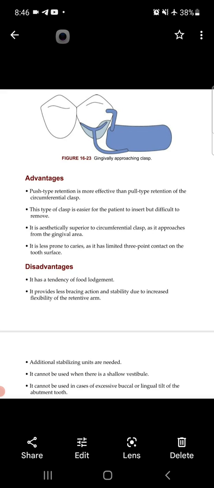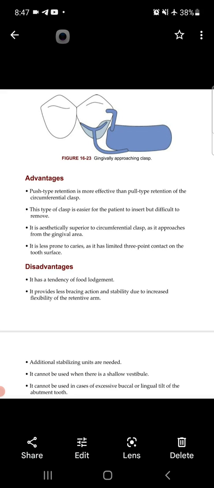Next, it is less prone to caries as it has limited 3-point contact on the tooth surface. It has less contact on the tooth surface as compared to the circumferential clasp, because the circumferential clasp covers the tooth by more than 180 degrees. Now come to the disadvantages.